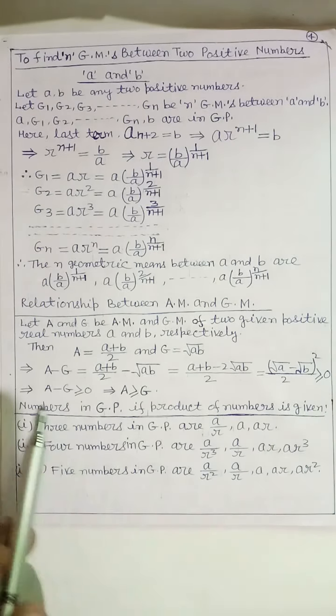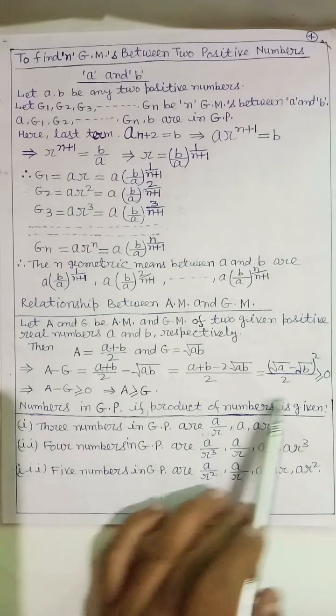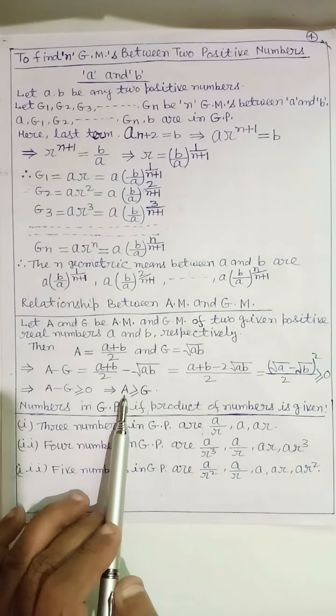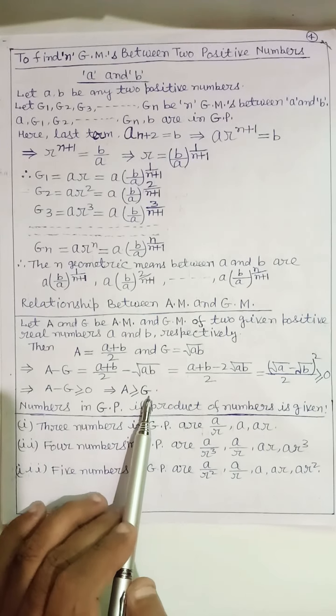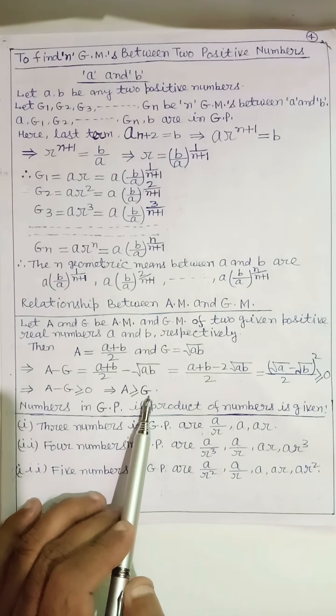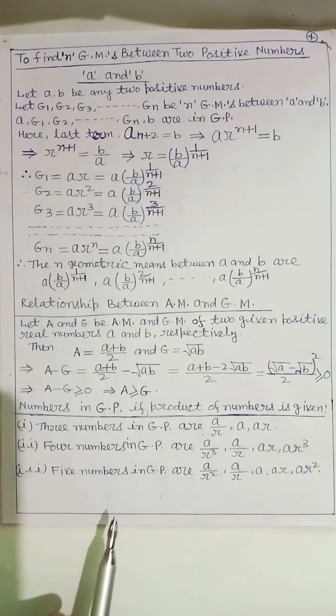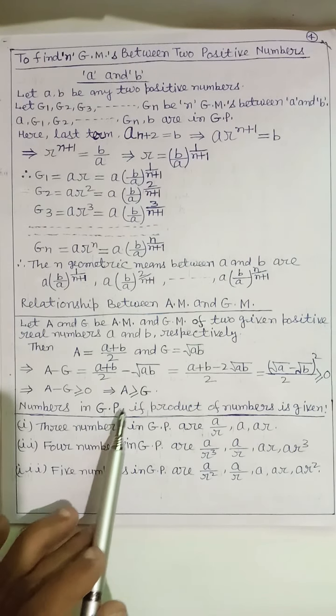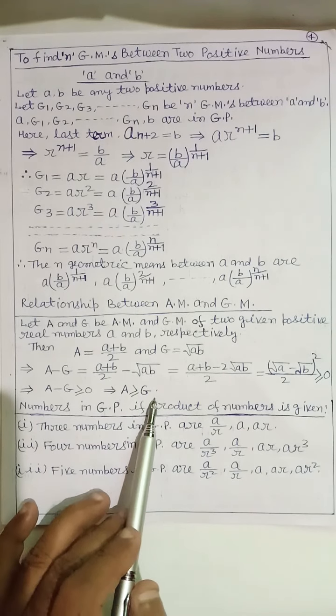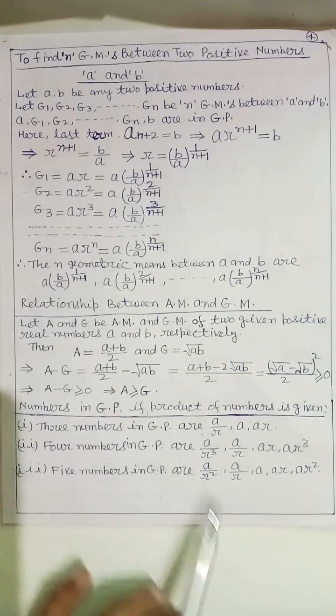What is the meaning? The meaning of that is A minus G greater than or equal to 0, and this implies that A is greater than or equal to G. This is the relationship between arithmetic mean and geometric mean, meaning arithmetic mean is greater than or equal to geometric mean.